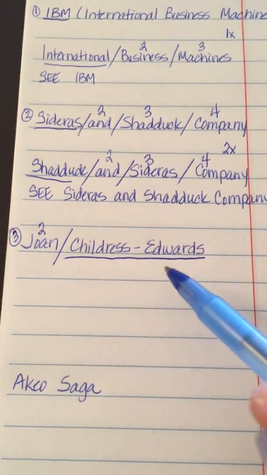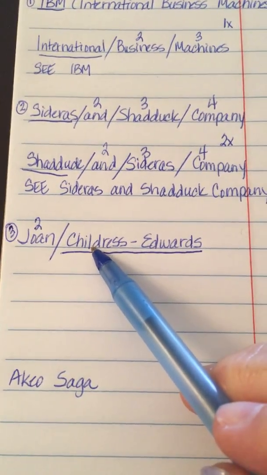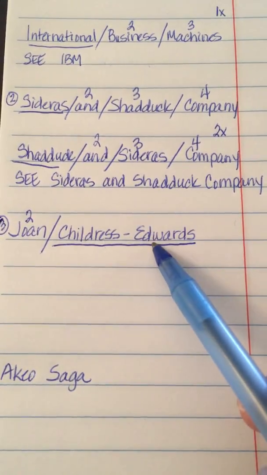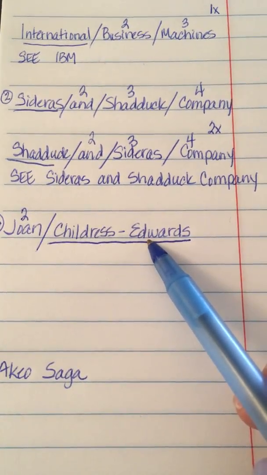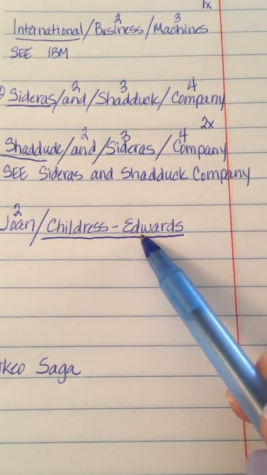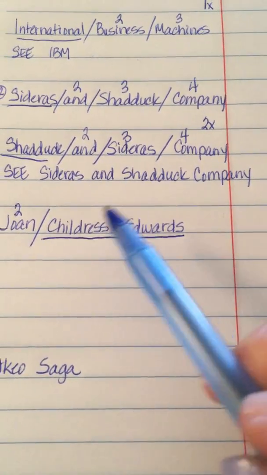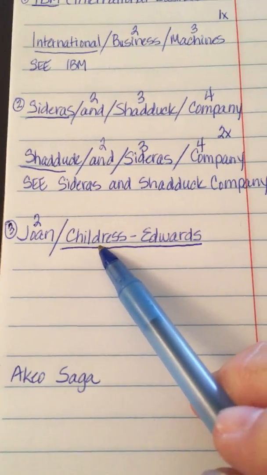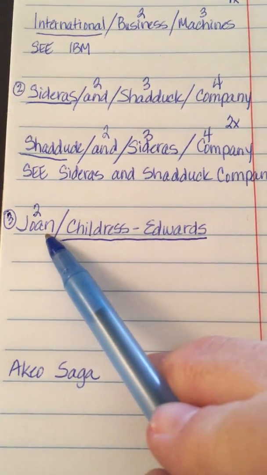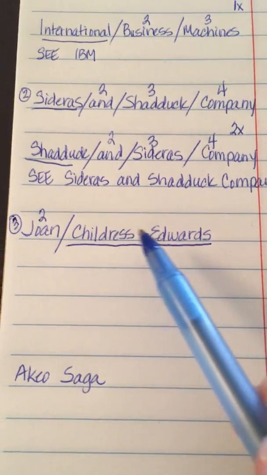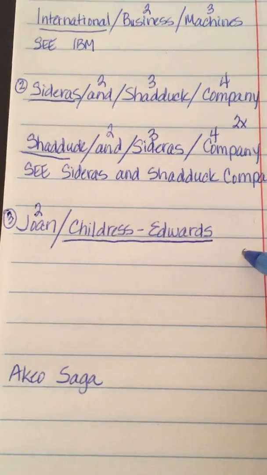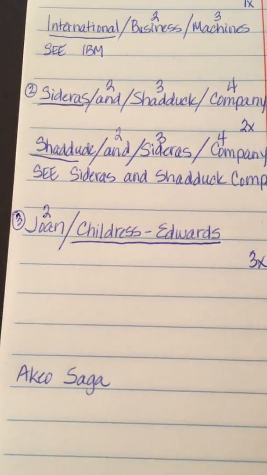Okay, so again, the first word is your married name. The second word is your maiden name. No, might be the other way around. Anyway. So some people might know her as Childress, but what about if they only know the Edwards part? So you always do a cross-reference for a hyphenated name.